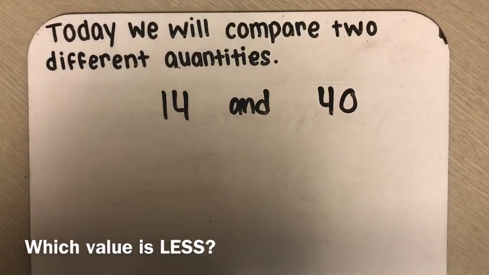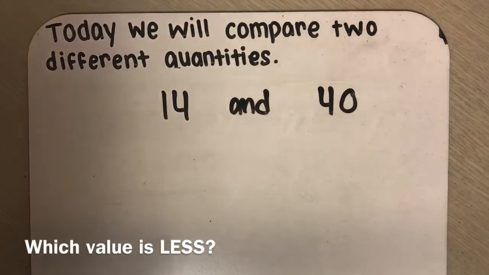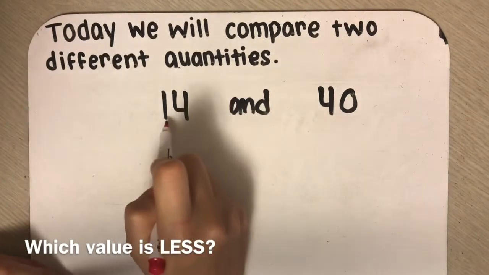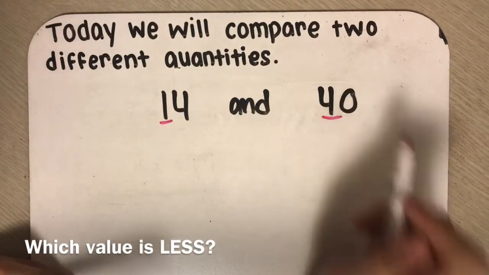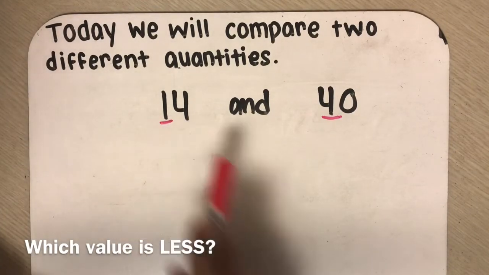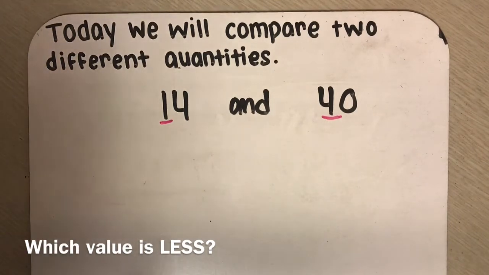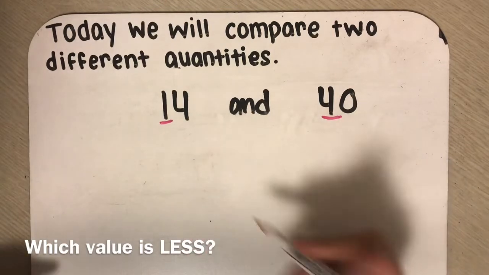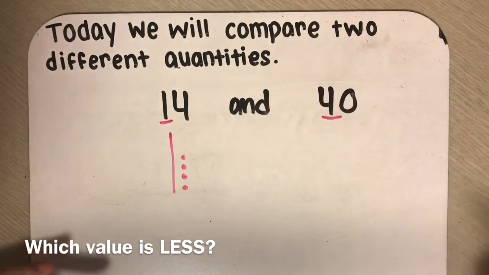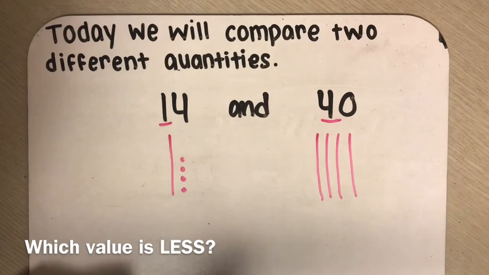How can we figure out which number is less in this pair? Well, we can do the same thing by taking a look at the number in the tens place. I can see there's 1 ten in 14. I can see there's 4 tens in 40. Let's also use quick tens to help us figure this out. We have 10, 11, 12, 13, 14. Here we have 10, 20, 30, 40.